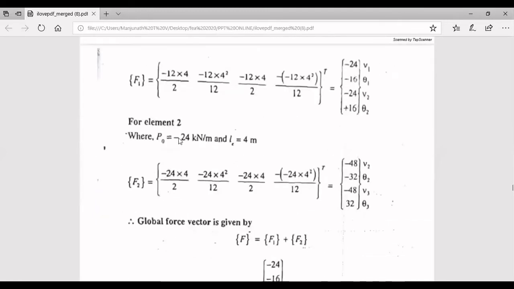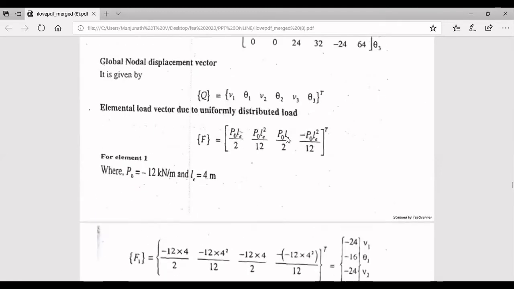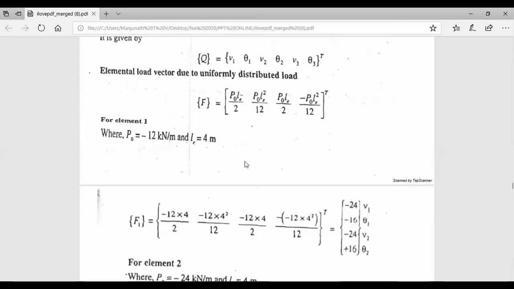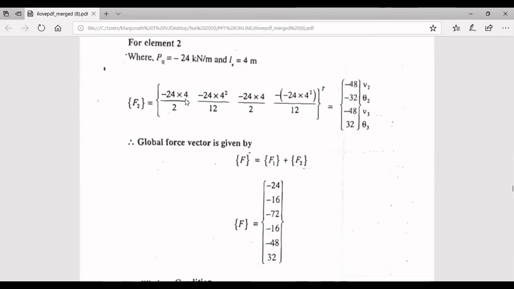Then substitute in the main equation, P naught LE by 2. P naught is minus 24, LE is 4 divided by 2, which gives minus 48. Similarly, minus 24 into 4 square divided by 12, which gives minus 32. Minus 24 into 4 divided by 2, which gives minus 48. Here also there is a minus, and the equation also has a minus, so it becomes plus 24 into 4 square divided by 12, which gives plus 32.